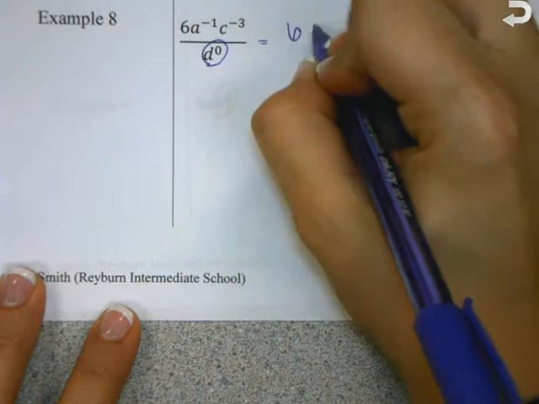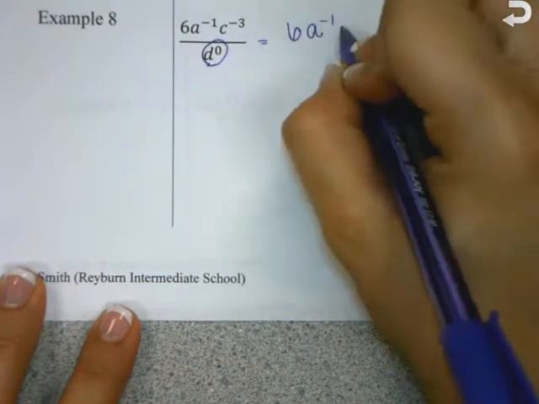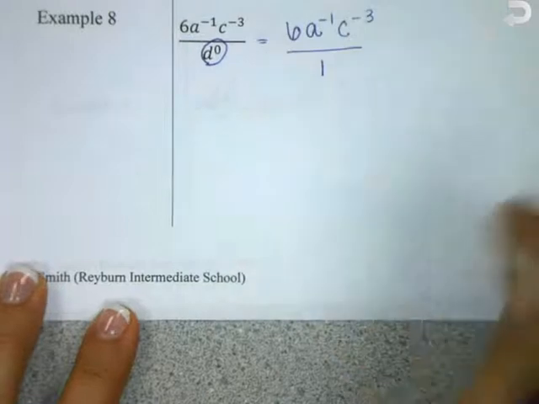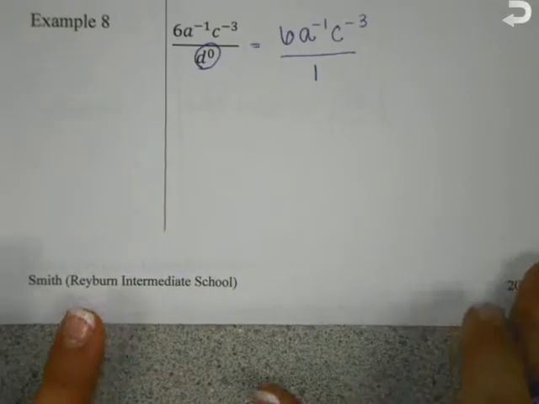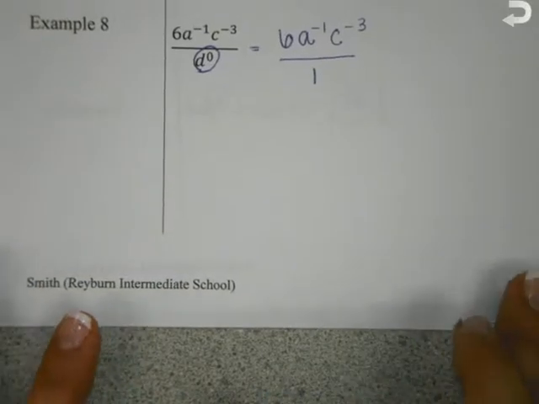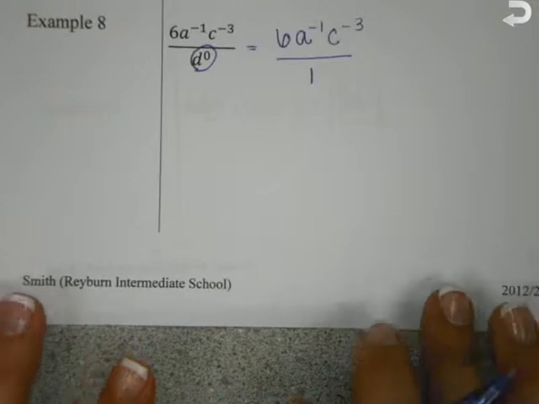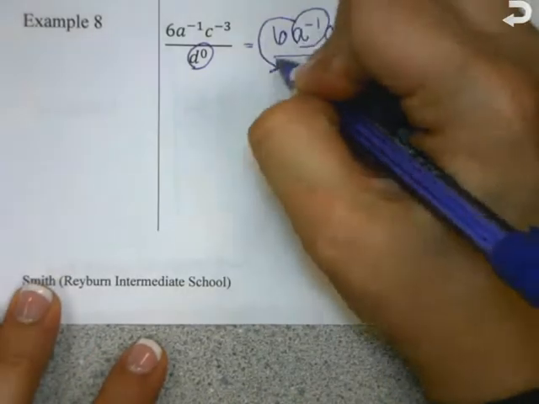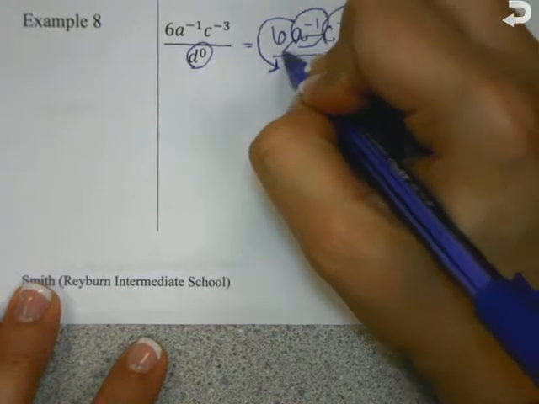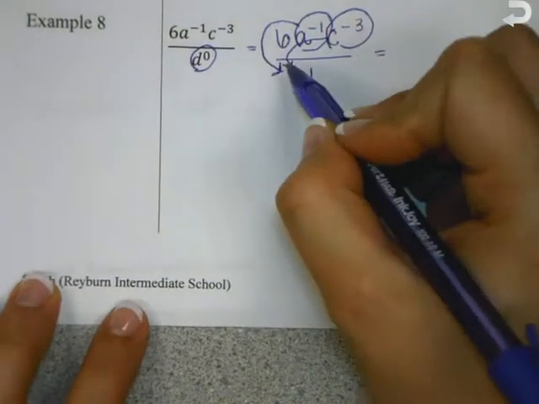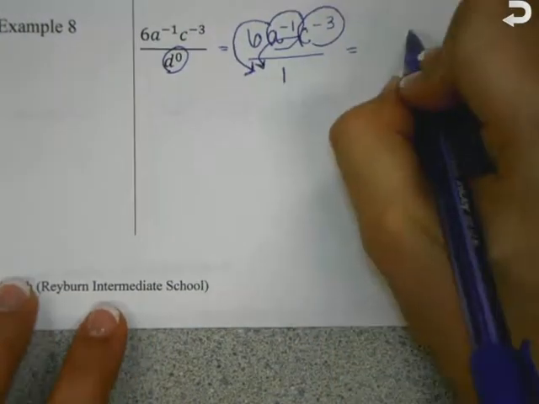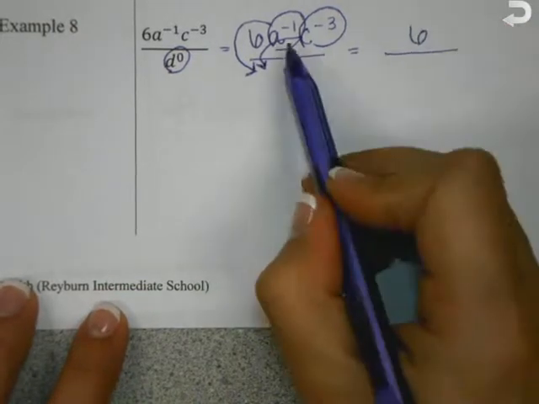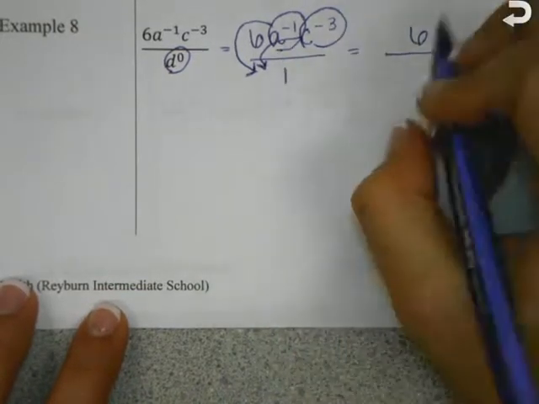Okay, am I done? No, I still have negative exponents. Which ones have to move? A to the negative 1 and C to the negative 3. Does the 6 stay or does it move? It stays. So on top we have 6 over A to the what? A to the positive 1, or just A, right? C to the positive 3. That's your answer.